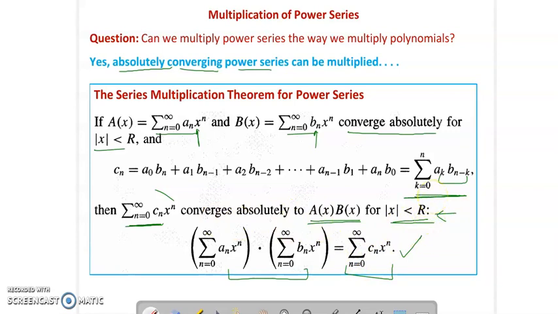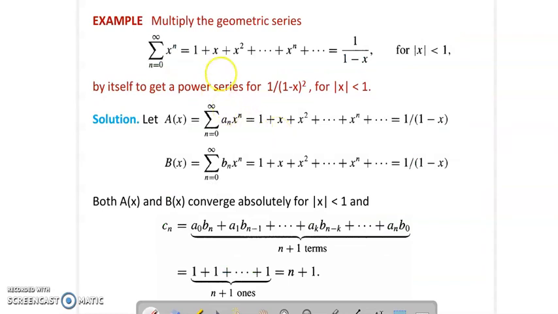Okay, so let's see an example. Multiply the geometric series summation n going from 0 to infinity x to the n, for |x| less than 1, by itself. So you are multiplying this by itself, 1 upon 1 minus x, to get a power series for 1 upon 1 minus x whole square.